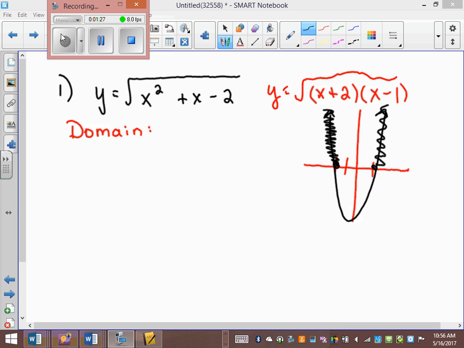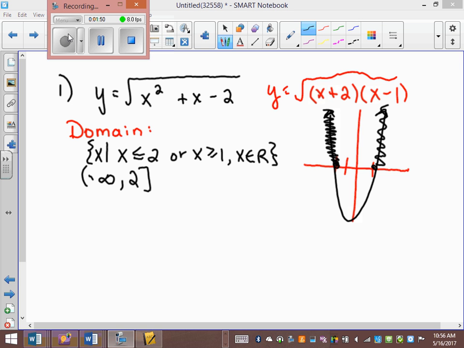So our domain is going to be x such that x is less than or equal to negative 2, or x is greater than or equal to 1. In interval notation, that is negative infinity to negative 2, or 1 to positive infinity.